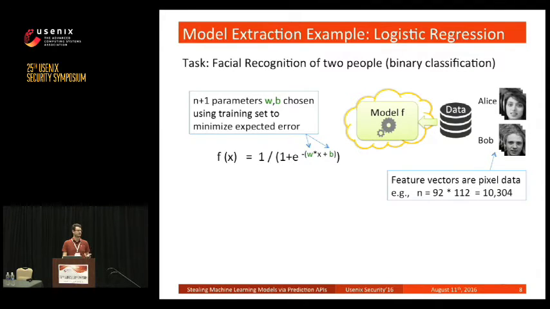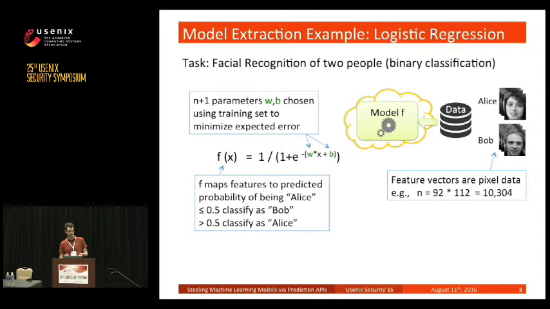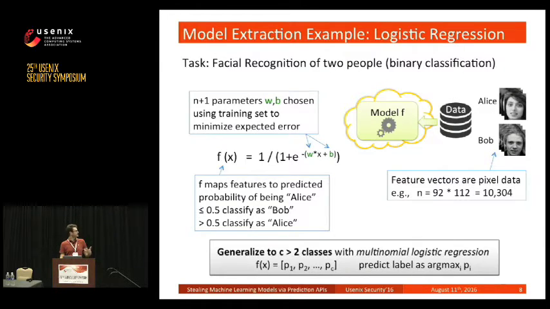And these parameters make up the model. The output of this function can be interpreted as a probability of the input being either an image of Alice or Bob. You can then convert this into a class label. And this generalizes quite naturally to more than two classes with what's called a multinomial logistic regression.